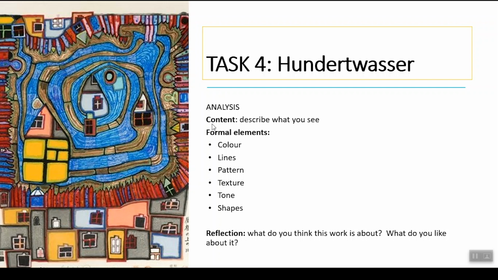In your analysis, you want to start off by describing what you see, describing what is there in front of you. You then want to use the formal elements, so colour, lines, pattern, texture, tone and shapes, and then reflect on what you've just written. What do you think this work is about? What do you like about it? That's possibly one of the most important bits, because that is potentially what is going to carry through in your own work. And you do the formal elements bit because it's from using that language that you will then replicate in your own work later on.